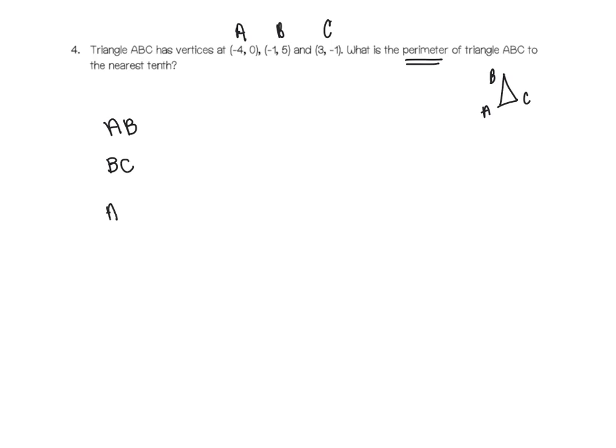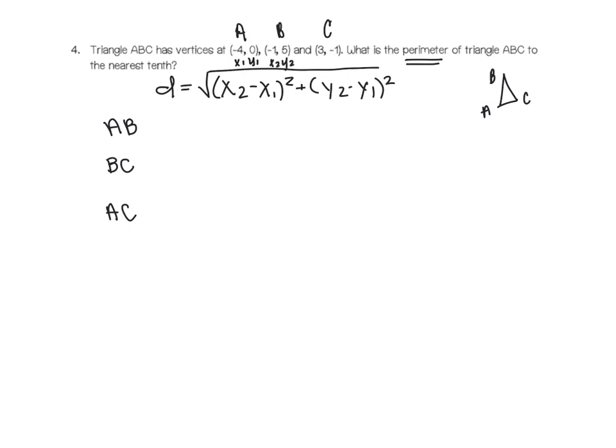When we're given ordered pairs, the way we find side lengths is using the distance formula. The distance formula is on the reference sheet, so it's not something you have to memorize, but it is the square root of x2 minus x1 squared plus y2 minus y1 squared. The easiest way to do problems like this is to label the two points you're working with as x1, y1 and x2, y2. So if I am going to start with AB, I'm going to label x1, y1, x2, y2, and then I'm going to plug that into the distance formula.